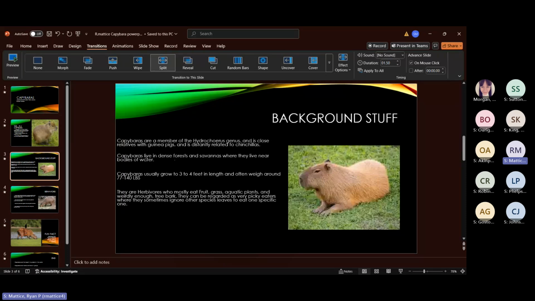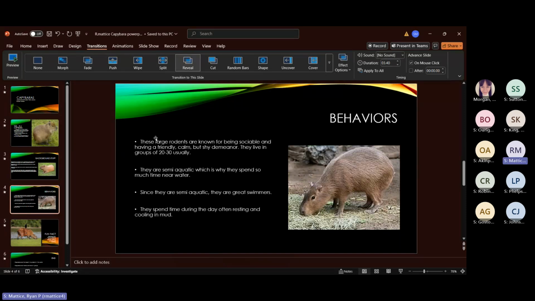Very cute. Capybaras live in dense forests and savannas, near bodies of water, which I'll talk about later. They usually grow 3 to 4 feet in length and often weigh around 77 to 140 pounds, as I said. They are herbivores who mostly eat fruit, grass, aquatic plants, and weirdly enough, tree bark. I know some animals do that, but it's kind of weird to think these ones do. They're sometimes very picky eaters because they ignore certain species' leaves only to eat one other type that they usually seem to only like. We don't know why it happens. It might just be them being picky eaters, or there's some other specific reason for it. I don't know. I didn't look that up.